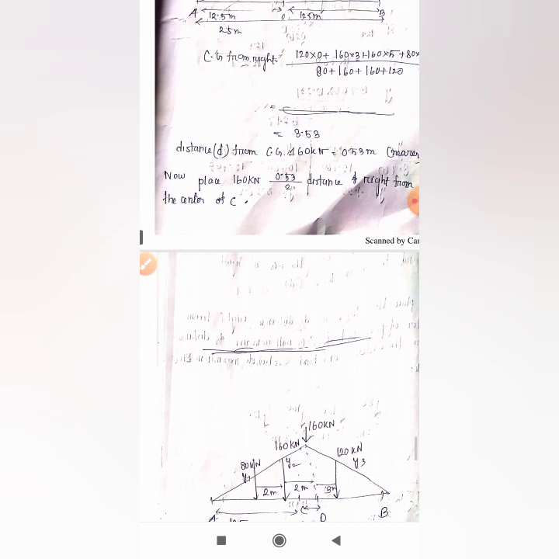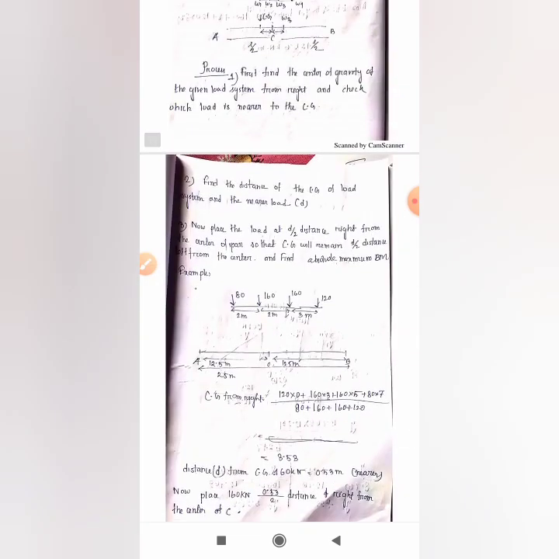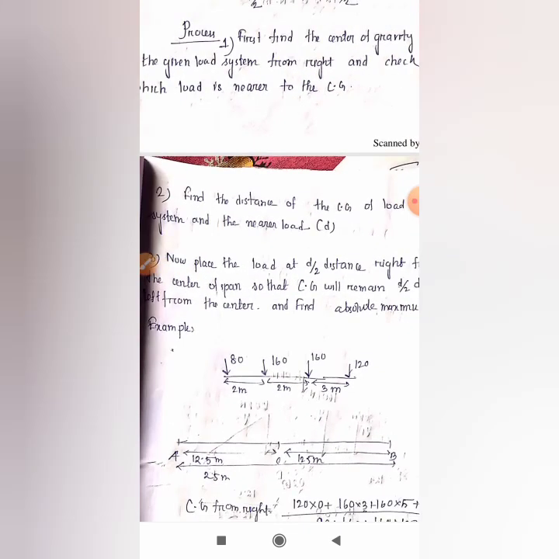Now we'll place this. Guys, be focused. This is the most important part of the question. It is our second step. Sorry, it is the third step maybe. We'll place this 160 kilonewton load at 0.53 by 2 distance, 0.53 divided by 2 meter distance from the center of the span. I have already discussed the basic steps to solve this question.